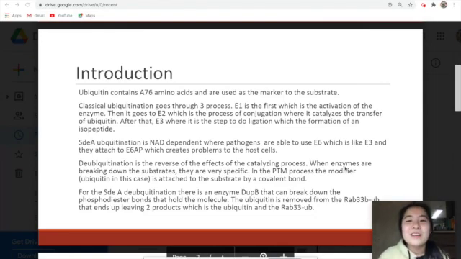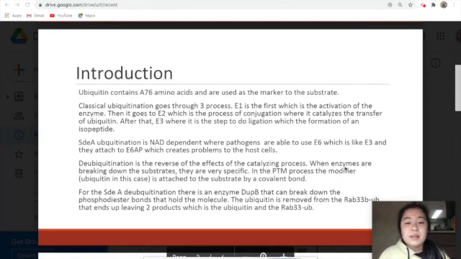The specific protein that we're focusing on today is ubiquitin, which contains 76 amino acids, and it is used as a marker on the substrate that it is attaching to. In classical ubiquitination, it goes through three processes in order to get that ubiquitin attached with a covalent bond. The first one is the E1 step, which is the activation of the enzyme. Then it goes to the E2 step, which is the conjugation that catalyzes the transfer of the ubiquitin. And then E3, which is ligation, the final step where the ligase catalyzes the formation of the isopeptide bond.